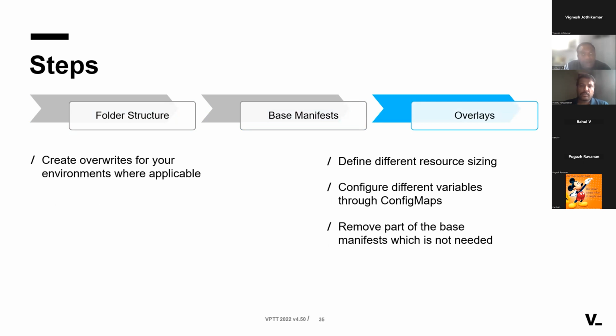For example, for your QA instance, you will not be using that much resource, so the memory can be lesser. But when you deploy the same to prod, we are required to give more CPU and memory, etc. Those things we can override with the help of overlays.